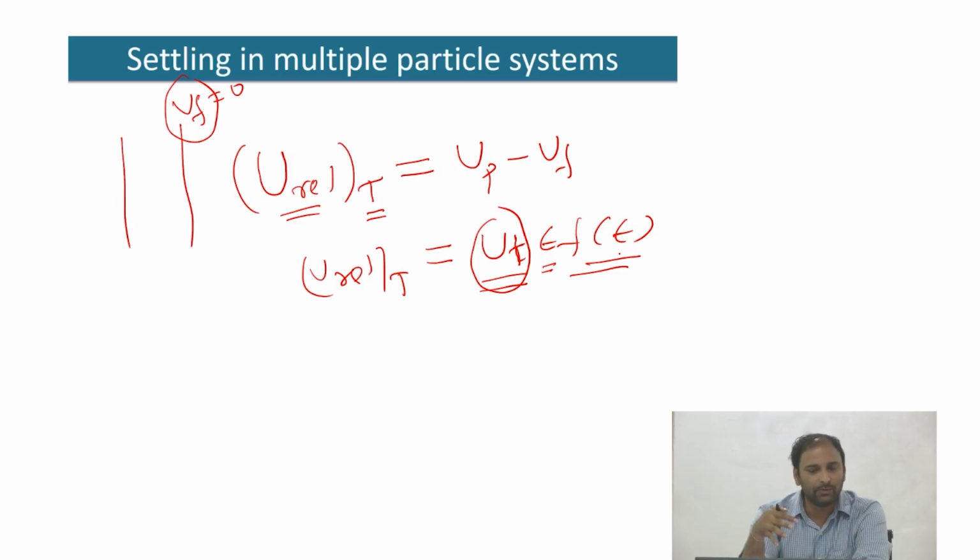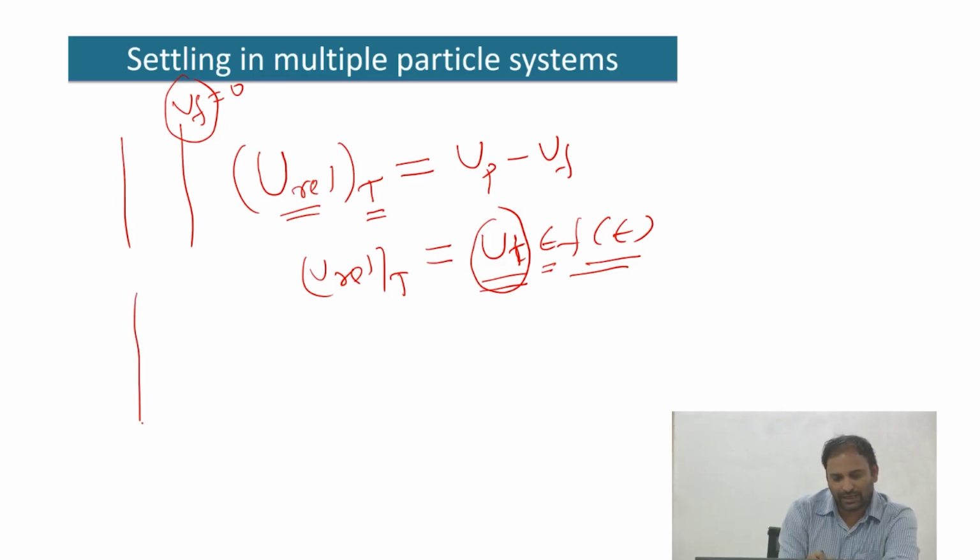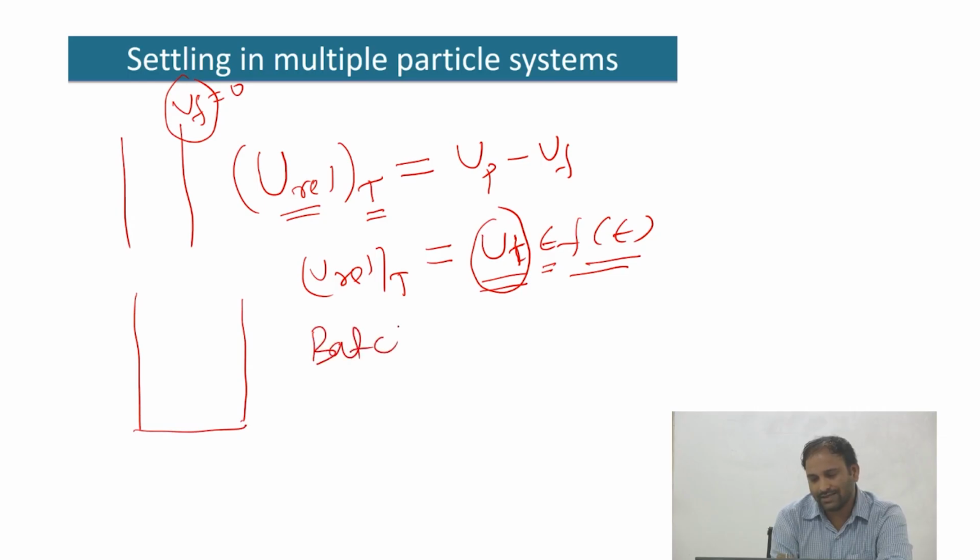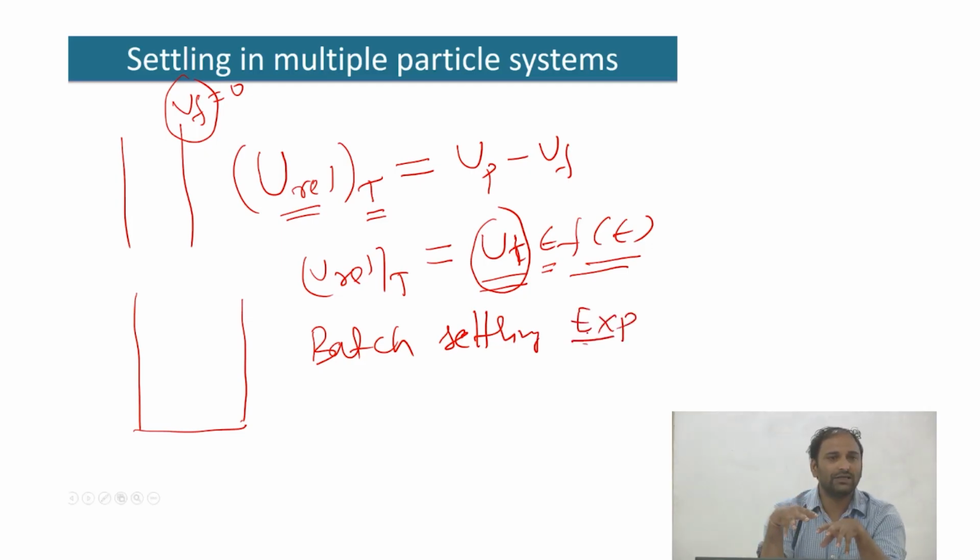Now, before we go further, I just want to introduce a few terms. Typically when people do multiple particle settling, they carry out a certain type of experiment called a batch settling experiment. In batch settling, you have a container that is filled with particles, and you watch this container with the fluid particle system as a function of time. That is what is typically done.